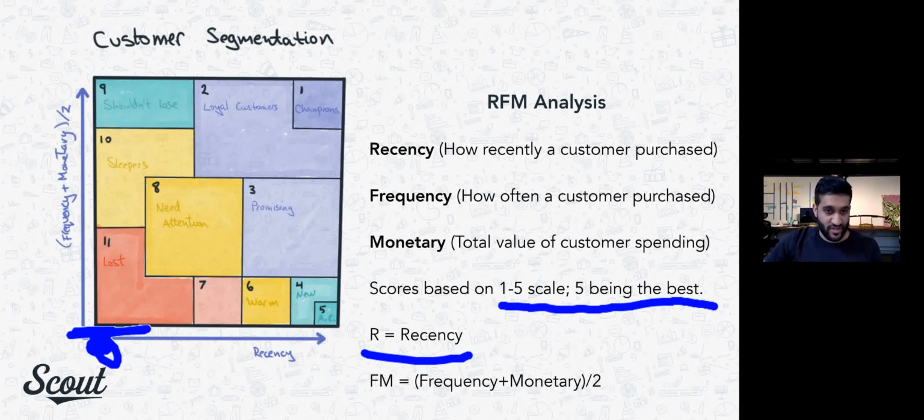Monetary, again, is just the total number of dollars that have been spent, and that's also on a 1 to 5 basis. So if your most valuable customer has only spent $2,000 on your store, let's say, then they obviously have 5 points. If a customer only bought a $20 thing once, a long time ago, that would be someone that might live here, right?